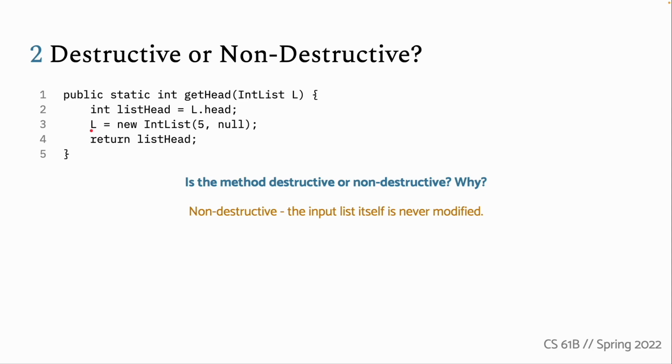And here we are assigning L to a new int list. Now, this changes the pointer for L itself, but it doesn't change anything about the int list that this used to point at, right? So whatever was pointing at that int list outside of this function will continue pointing at it. And now L is just being redirected to a new int list. As a result, when we exit out of this function, nothing will have happened to that int list we originally passed in, so the method is non-destructive.